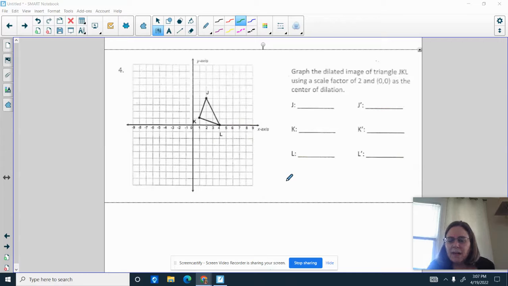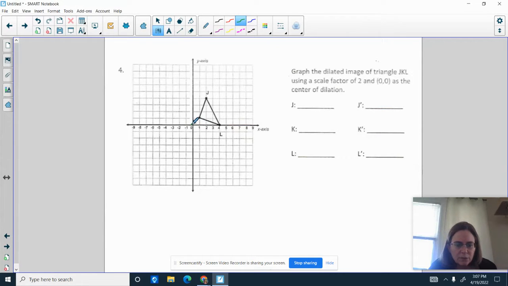It says graph the dilated image of triangle JKL using the scale factor of 2 in 0, 0 as the center of dilation. Okay. So center of dilation, that's right there. So what is happening is this scale factor of 2 is getting twice as big. So let's see how that works.